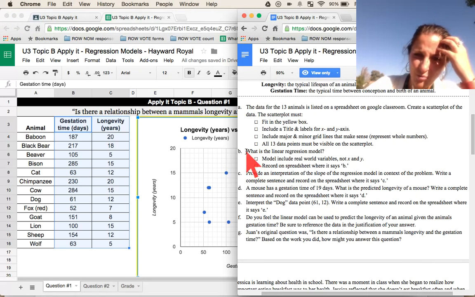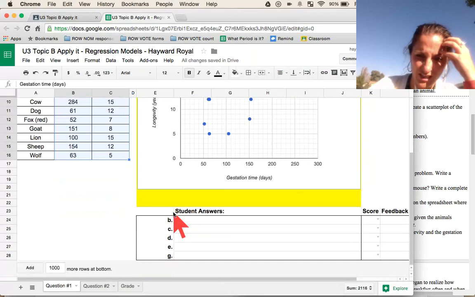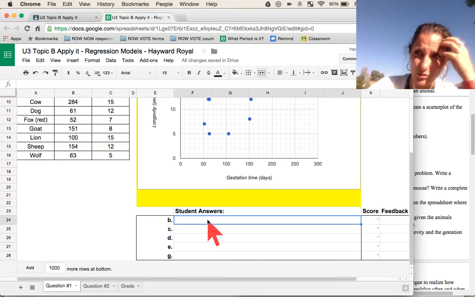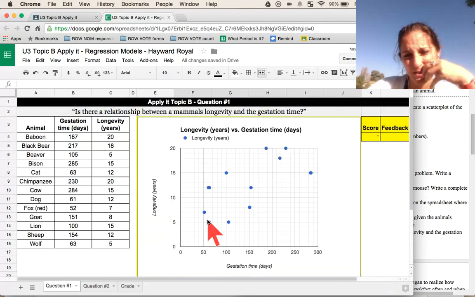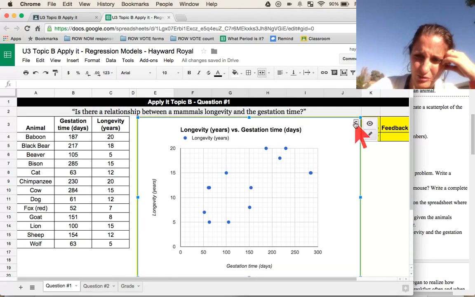B says, what is the linear regression model? The model should include real world variables, and I record it where it says B on the worksheet. So I see down here is where I'm going to record it. In order to get the linear regression model, I need to go back and edit my graph. So here, advanced edit.